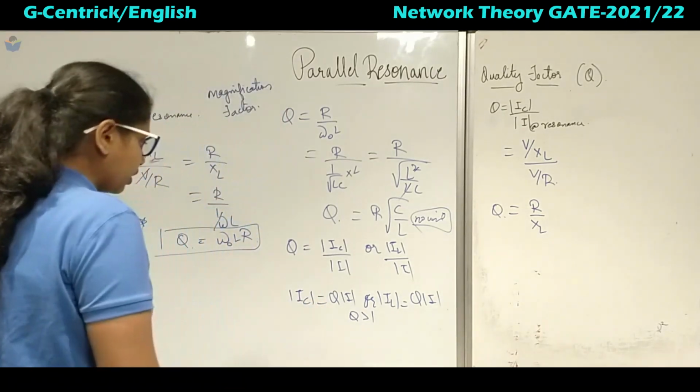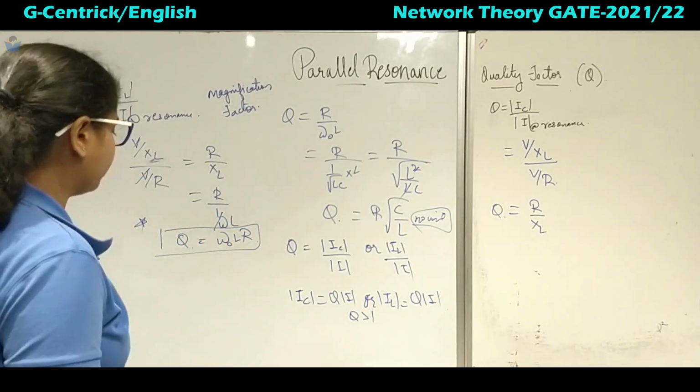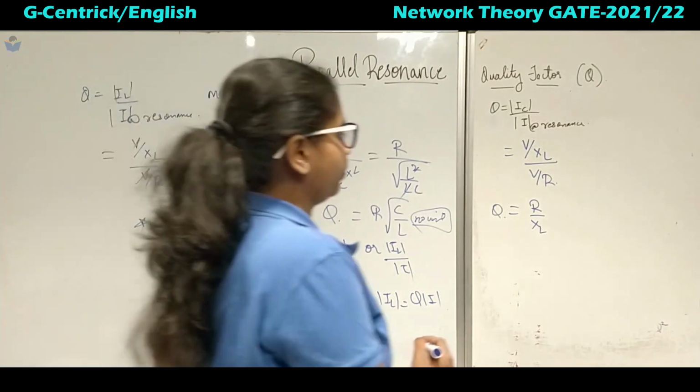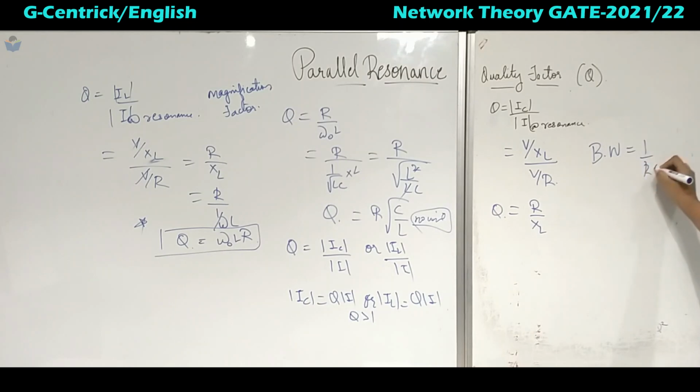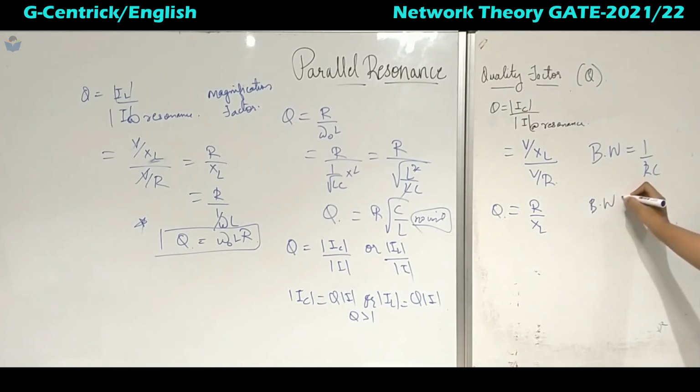Now you have seen the bandwidth. What is bandwidth? We have seen it as 1 by RC, or in terms of quality factor, it is omega naught by Q. So this was about the parallel resonance.